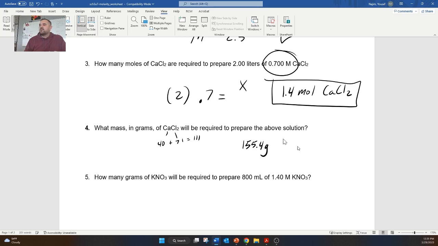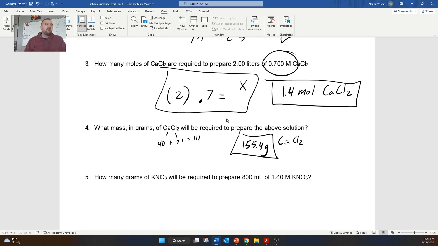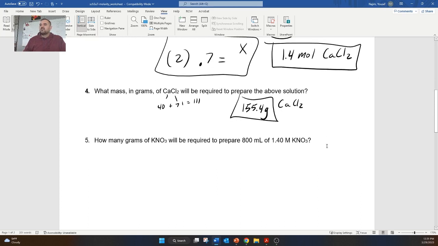155.4 grams of calcium chloride. So most likely on the ACP, they're not going to give you math like this. They're going to give you math like this. That just requires one additional step. And to do that, you just got to remember that to go to grams, you multiply by molar mass. To go to moles, you divide by molar mass, and so on and so forth. All right, let's look at the next one.